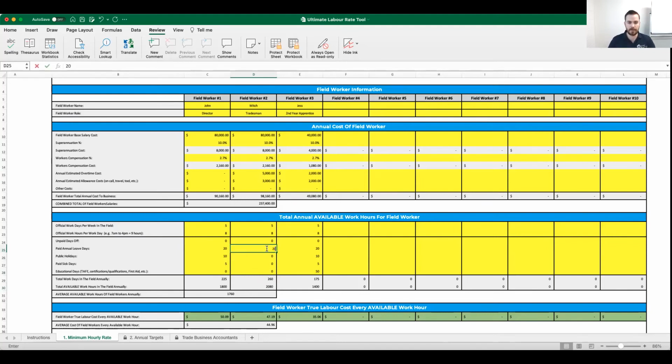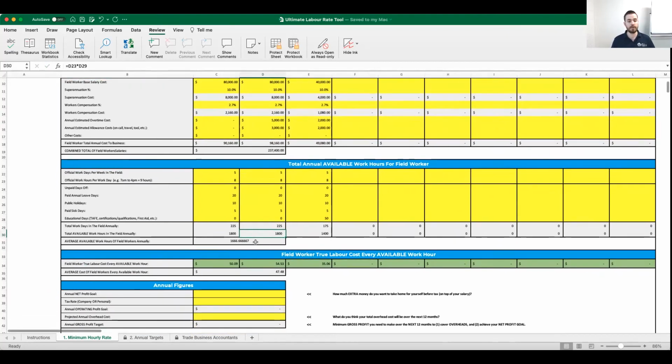So again, it's important that you really do think about and factor in what their actual days away are, and when they're not actually productive to your business, so we get an accurate indication of how many hours they're available to your business to produce revenue. And that's a really, really important figure to figure out. So here we've got the average available work hours of each field worker annually, coming out to 1,666.